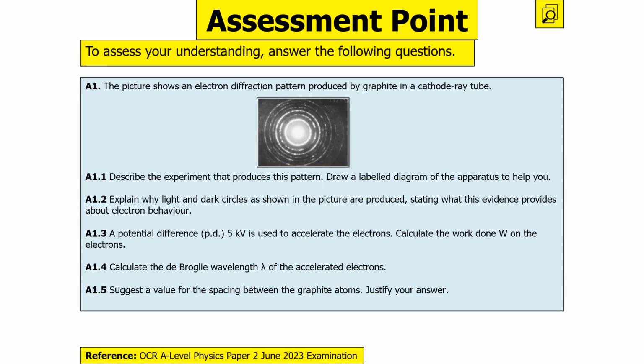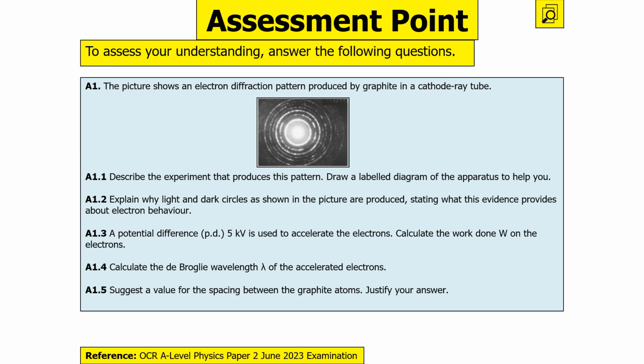The next question says, the picture shows an electron diffraction pattern produced by graphite in a cathode ray tube. Describe the experiment that produces this pattern. Draw a labeled diagram of the apparatus to help you. Explain why the light and dark circles as shown in the picture are produced, stating what this evidence provides about electron behavior. A potential difference of 5 keV is used to accelerate the electrons.